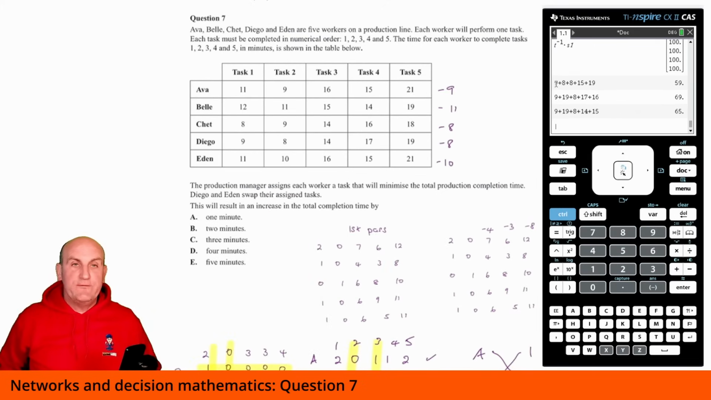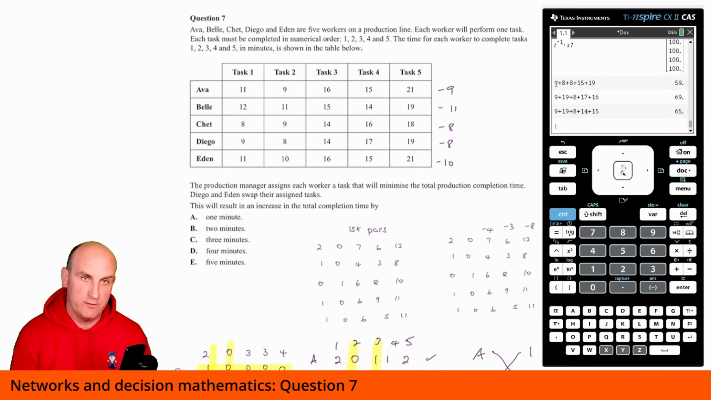Okay, so now moving on to question number 7, you will see that I've already done a load of working up because this took some time. It's Hungarian algorithm. Okay, so long story short, we've got a Hungarian algorithm problem. The trick to the question was saying that the production manager assigns each worker a task that will minimize the total production completion time. The reason I knew it was Hungarian algorithm was because it said minimize.